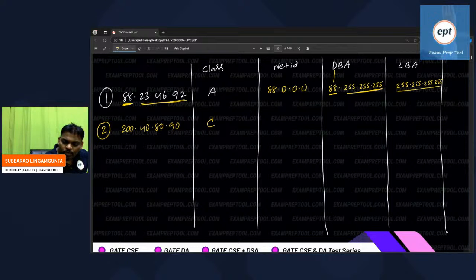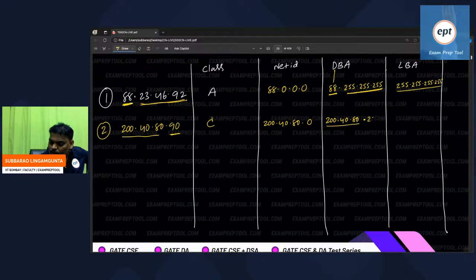C class means the network area is 3 bytes and 1 byte is host area. Now, what is the net ID? 200, 40, 80, host part all zeros. What is the direct broadcast address? Go to this network first, then all the people: host area keep all ones.